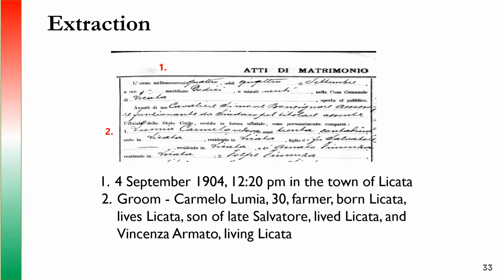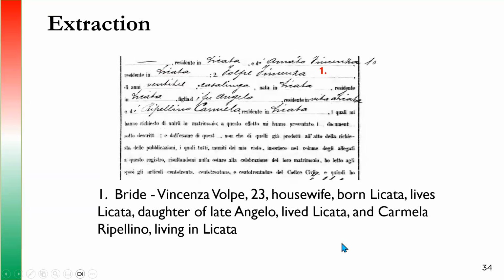So not only do we know Carmelo is 30, a farmer, he was born and lives in Licata, we also know he's the son of the late Salvatore, who lived in Licata, and Vincenza Armato. So now we have another maiden name to investigate. And she's still living in Licata, okay? And we get all that in that first piece. And again, we're looking at just the information that's been handwritten in. And then they do the same thing for the bride.